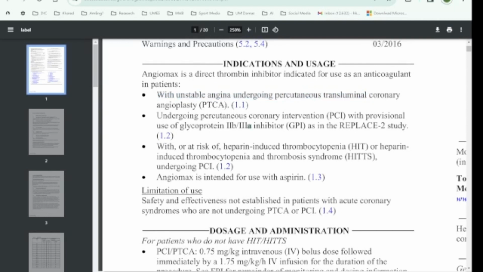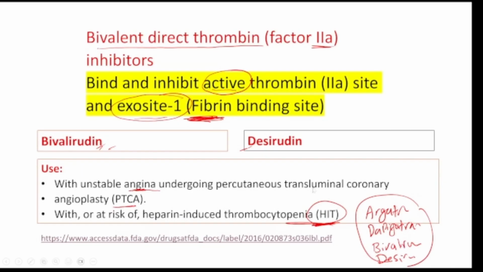Okay, so Angiomax, bivalirudin, is used for unstable angina and for patients undergoing percutaneous coronary angioplasty. And the next we have it here, you can read it. This we prescribe to the patient at risk of heparin-induced thrombocytopenia. So we have two cases where it could be prescribed. Okay, so we have bivalirudin. This is IV.